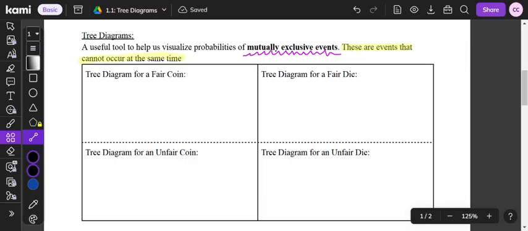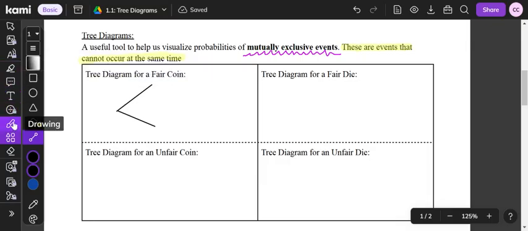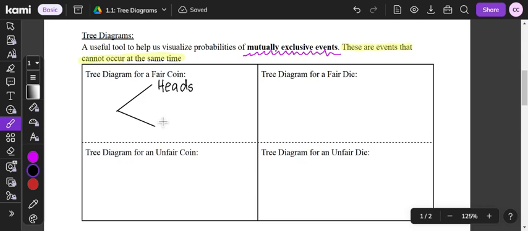So for a coin, we've already talked about this. You either have heads or you have tails. So we're going to draw one branch coming out one way and one branch coming out another way because there are only 2 possible outcomes. I could either get a heads or I could get a tails. And that's it. That's all you have to do for a tree diagram.